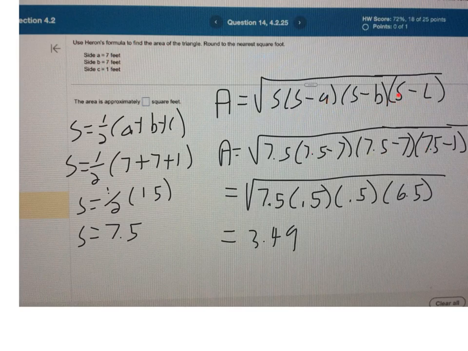Then A, B, and C are the lengths of the sides. So A's 7, B's also 7, C's 1. And just work out the arithmetic. It comes out to about 3.49. I guess that would round to 3.